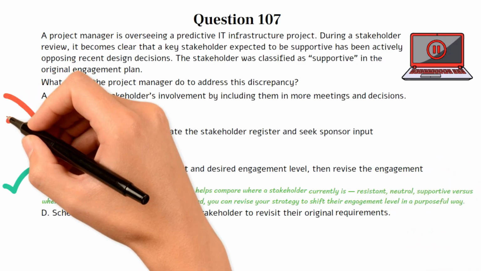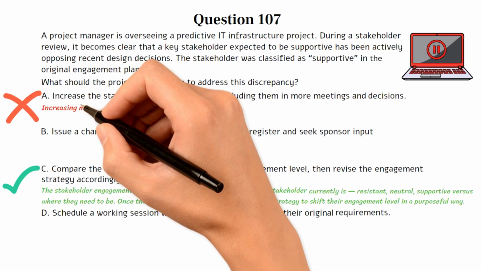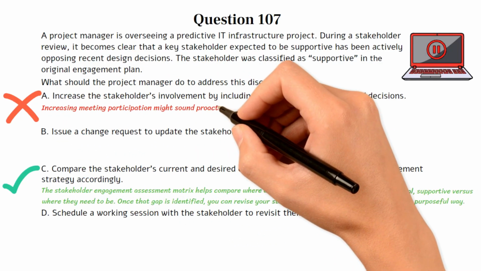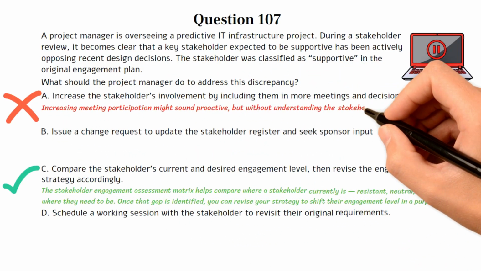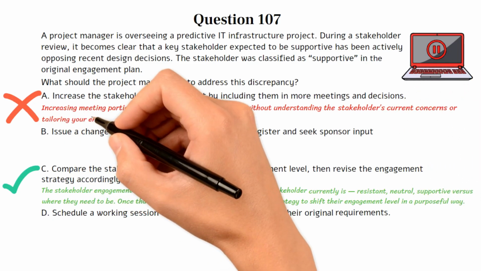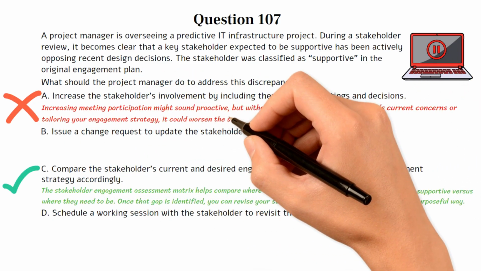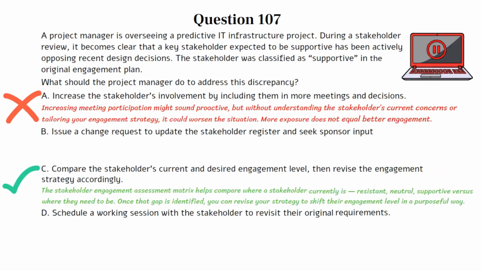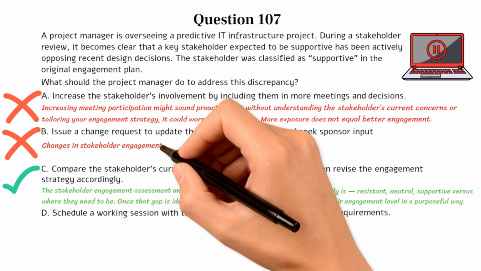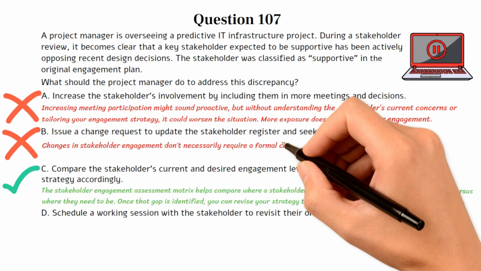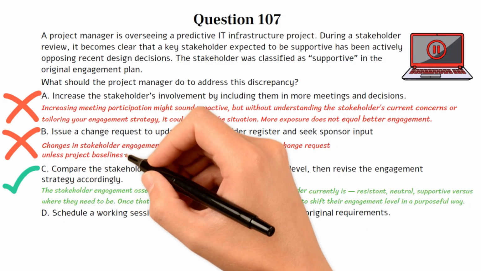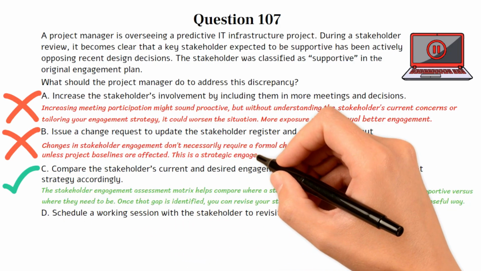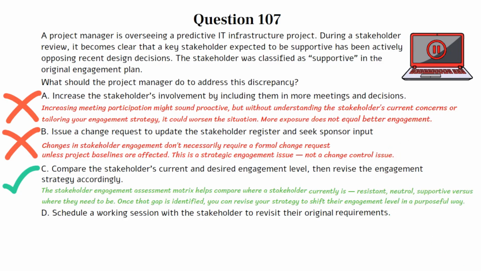Choice A is incorrect. Increasing meeting participation might sound proactive, but without understanding the stakeholders' current concerns or tailoring your engagement strategy, it could worsen the situation. More exposure does not equal better engagement. Choice B is incorrect. Changes in stakeholder engagement don't necessarily require a formal change request unless project baselines are affected. This is a strategic engagement issue, not a change control issue.